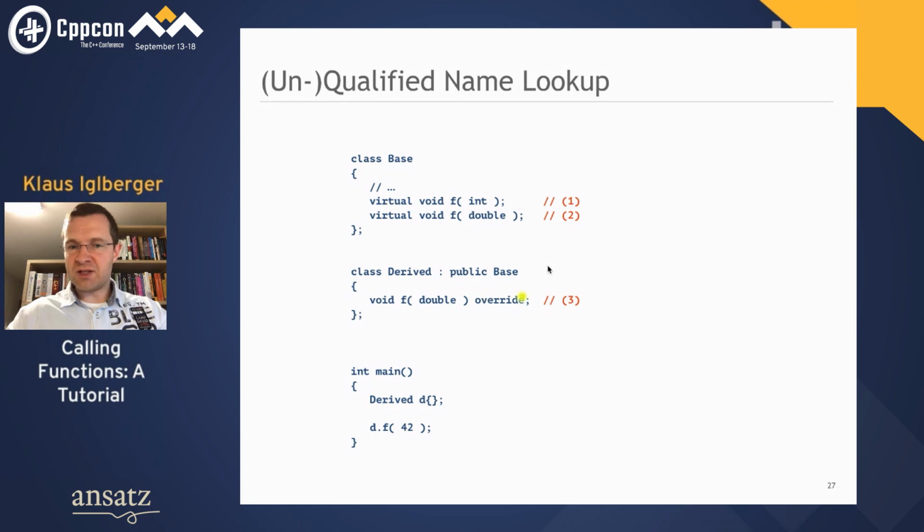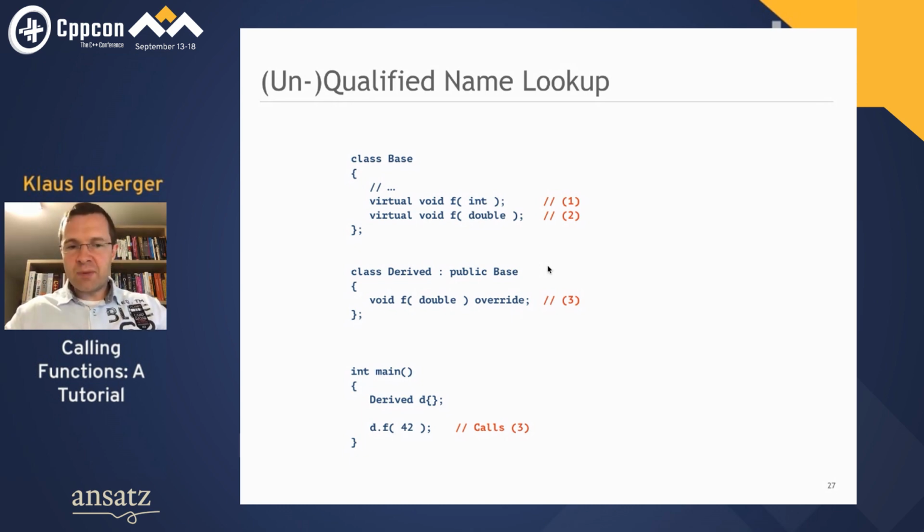So this is my function 3. I use this d and I call a function f with a 42, an integer, obviously. Still, despite the fact that this is an integer, despite the fact that in this class hierarchy, eventually the name lookup might find a function that takes an int, this will call function 3, for exactly the reasons explained before.